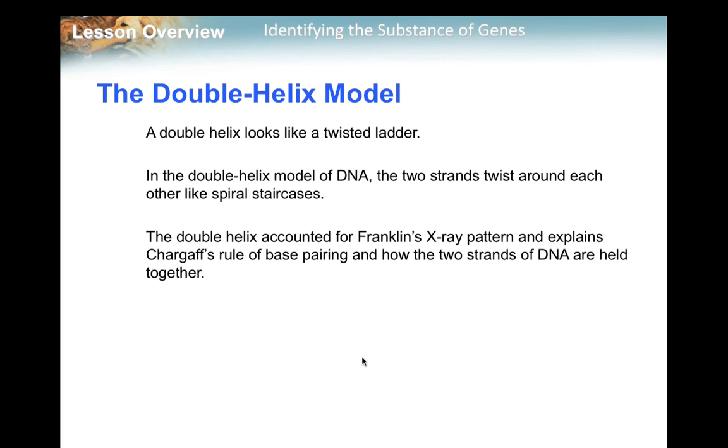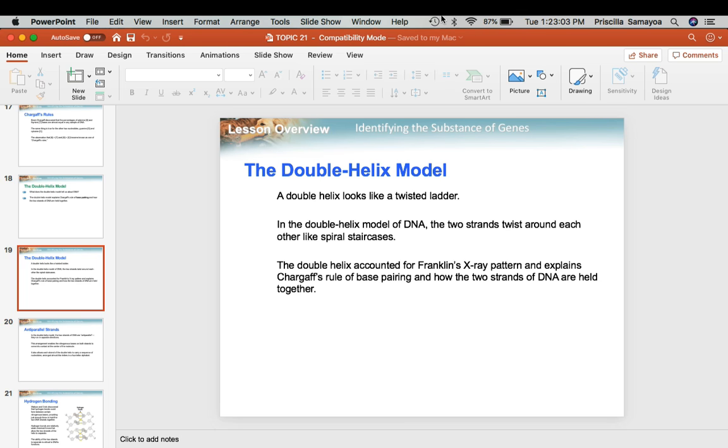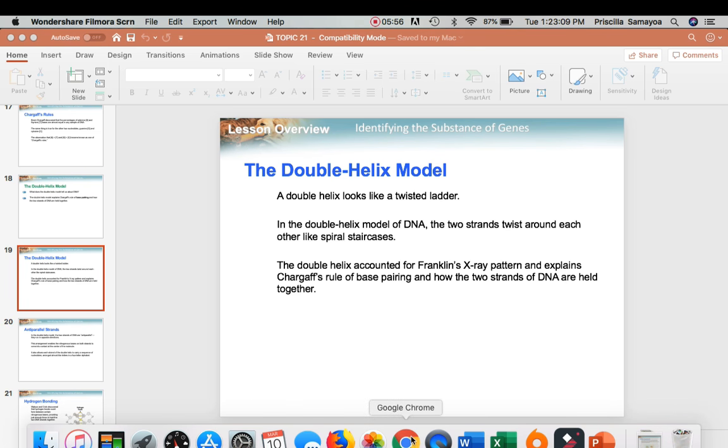Now, this accounted for Franklin's X-ray pattern and explains the rules of base pairing and how the two strands of DNA are held together. So Franklin is Rosalind Franklin, and she actually had an X-ray of it, which I'm going to show you guys right now.